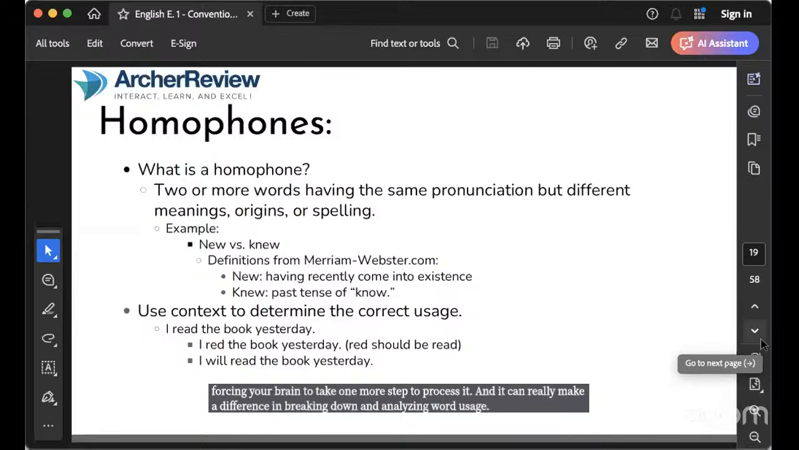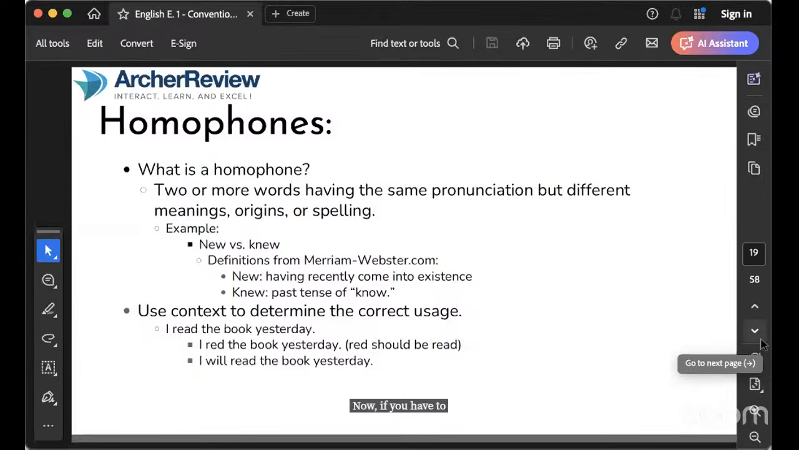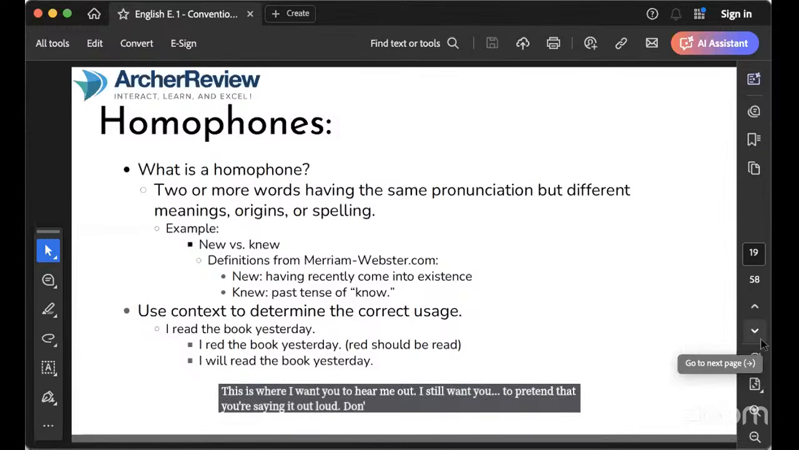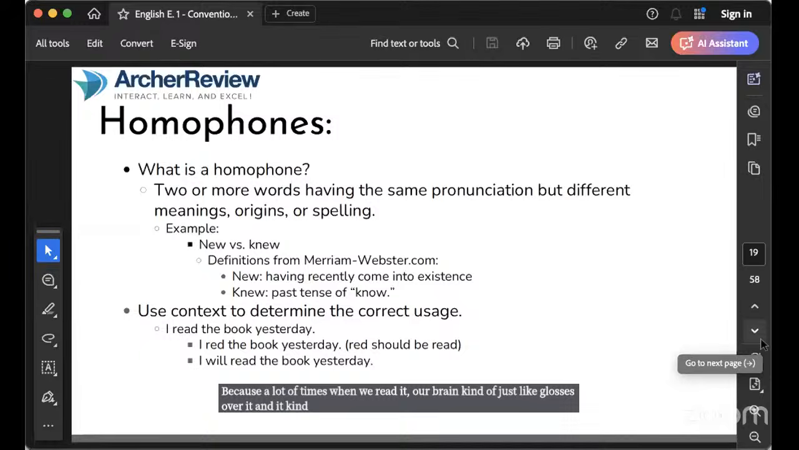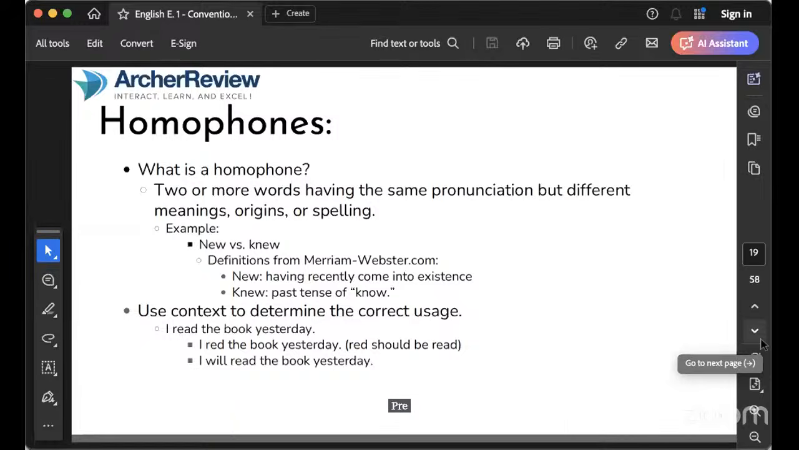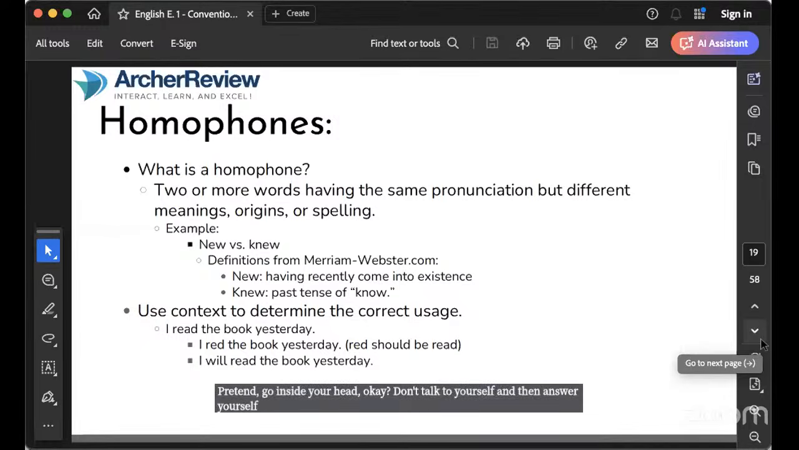Now, if you have to go somewhere and you're testing in a place that's quiet, this is where I want you to hear me out. I still want you to pretend that you're saying it out loud. Don't just read it, because a lot of times when we read it, our brain kind of just glosses over it and it kind of knows what it should be, but it doesn't fully process it. Pretend, go inside your head, okay? Don't talk to yourself and then answer yourself, and people worry about you.